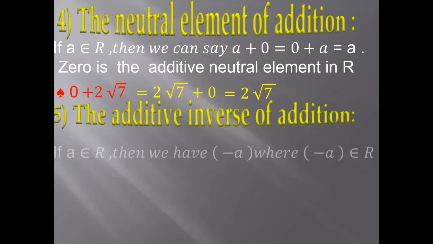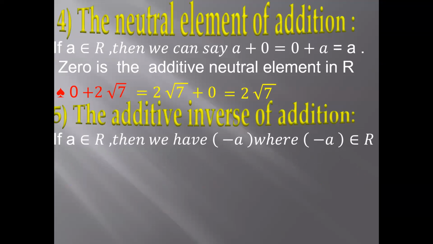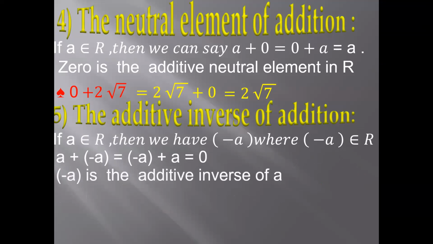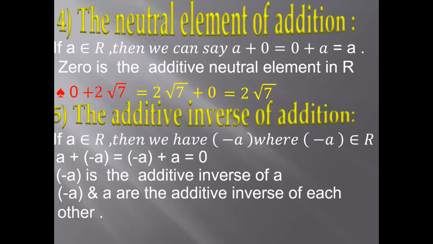The additive inverse of addition: A belongs to R, then we have negative A, where negative A belongs to R. A plus negative A equals negative A plus A. They are equal 0. So negative A is the additive inverse of A. Negative A and A are the additive inverse of each other. The additive inverse of root 5 equals negative root 5.